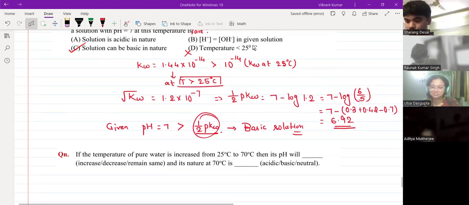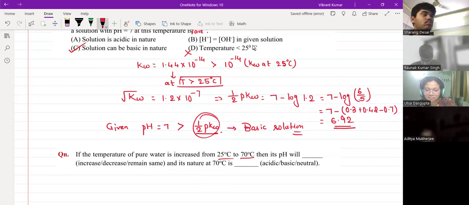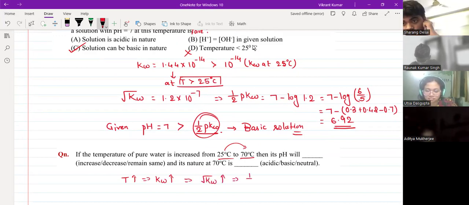What I told you, if you are increasing the temperature, then KW will increase. Temperature increased, so KW increased. KW increased, so I'll say root KW increased. Then I'll say half PKW will be decreased. Okay, and this was the neutral point pH.